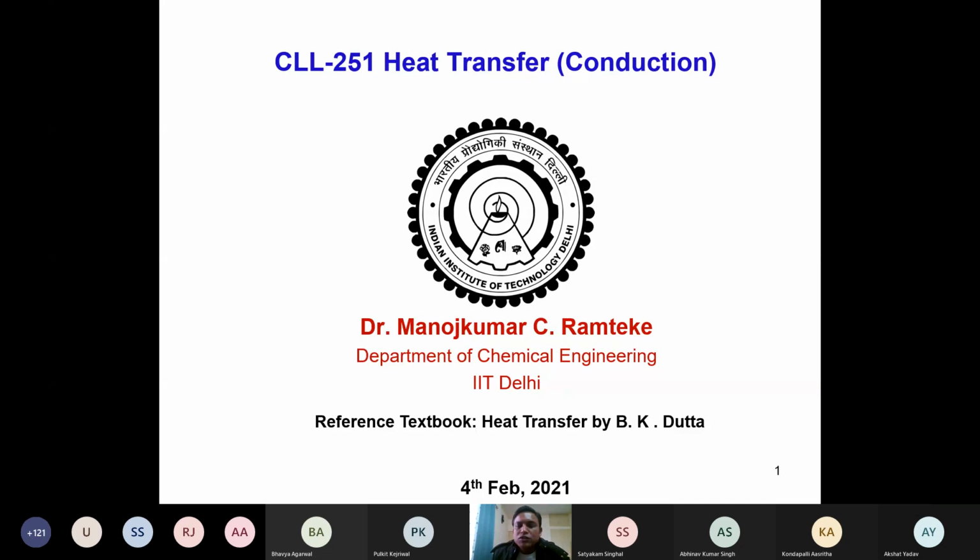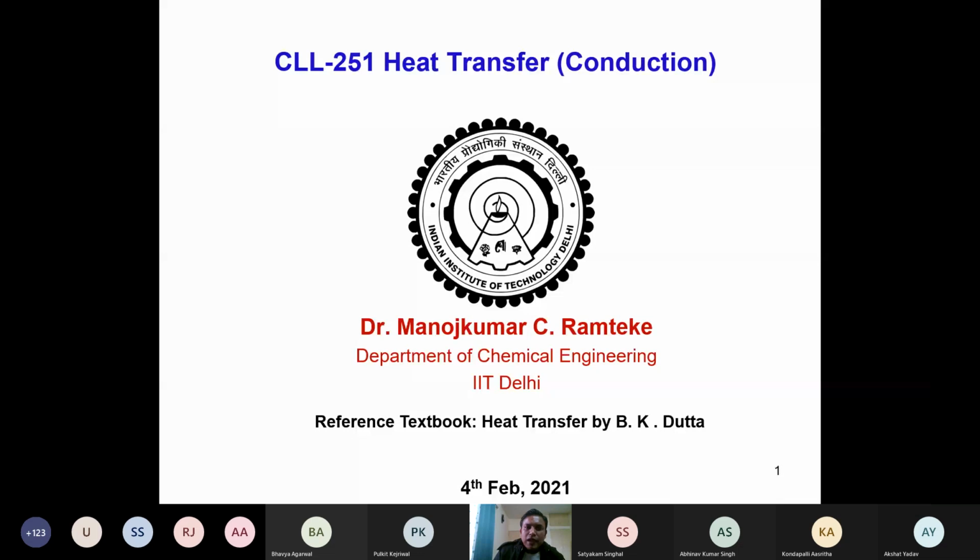In this particular course, the reference textbook is Heat Transfer by BK Datta. This book is easily available on Amazon. I think it will cost you around 300 or 400 rupees, not more than that. You can purchase it from Amazon, or get an e-copy, that is up to you. Everything will be covered from this book. In fact, all your examinations will be open book, and the book referred will be BK Datta.